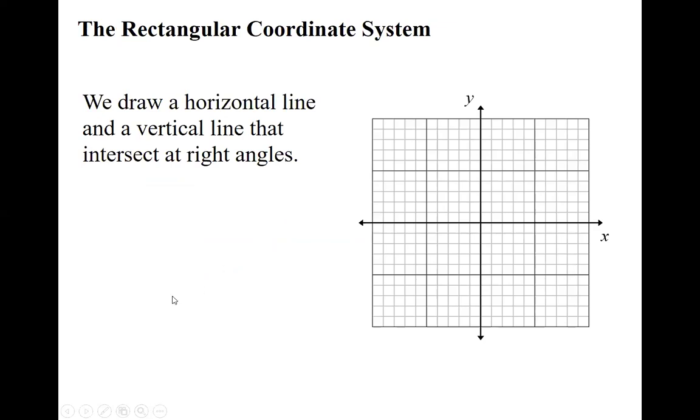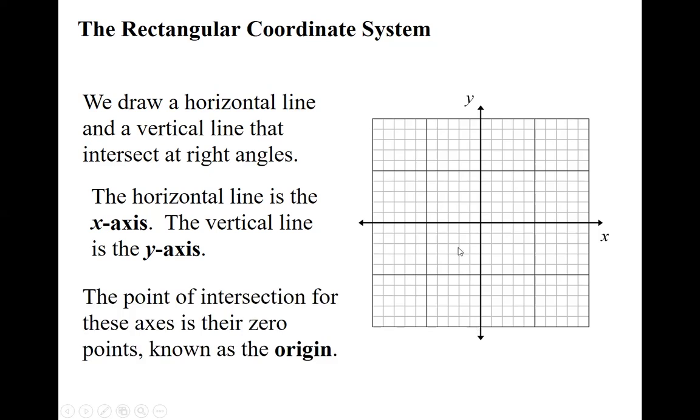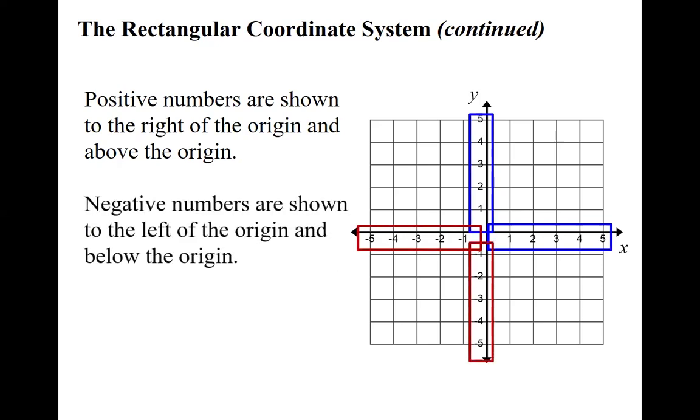The rectangular coordinate system, we draw a horizontal line and a vertical line that intersect at right angles. The horizontal line is the x-axis, and the vertical line is the y-axis. The point of intersection for these axes is their 0 points, known as the origin. Positive numbers are shown to the right and above the origin. Negative numbers are shown to the left of the origin and below the origin.